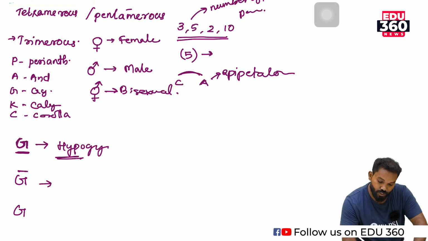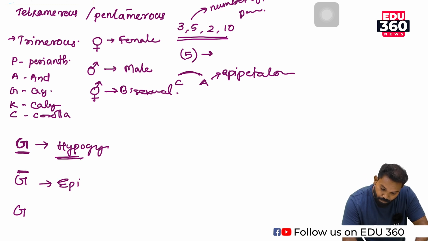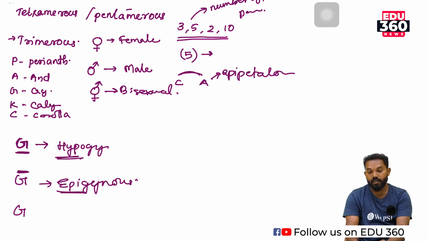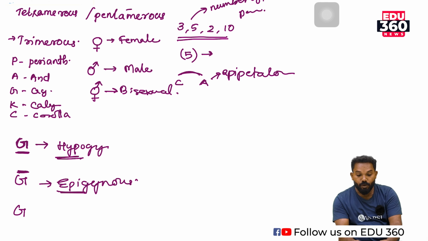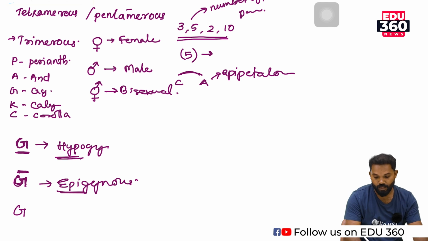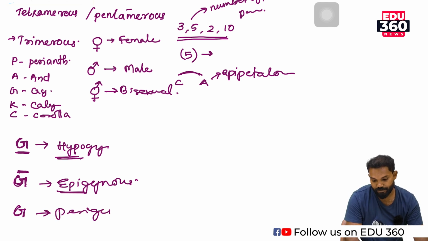Then G with a line above means epigynous. That means all the floral parts such as calyx, corolla and androecium are positioned above the ovary. G directly means gynoecium, but it represents the ovary. Then only G means perigynous, or it is also represented as G with a hyphen.